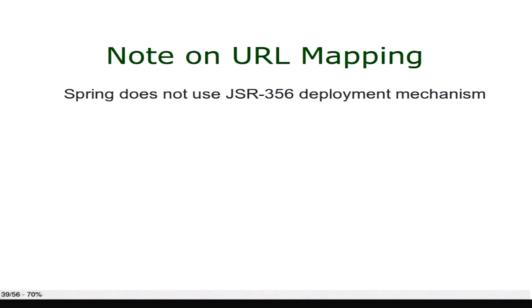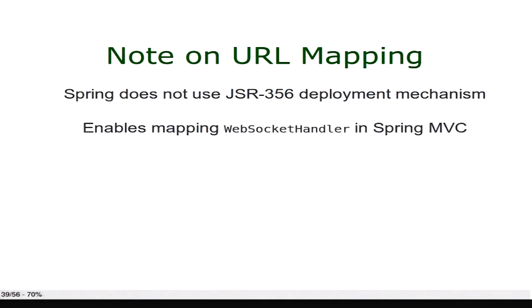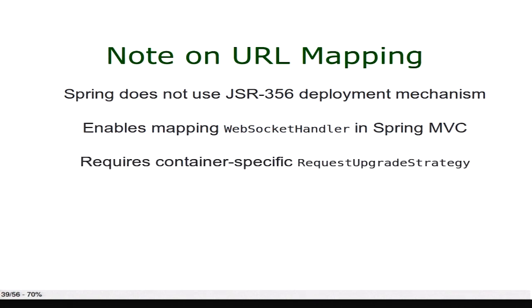Some important notes on URL mapping. We actually don't use the JSR-356 deployment mechanism to make all of this happen. The major reason for that is that we want to enable flexible handling of requests, so you can handle both HTTP and WebSocket traffic. For example, if you wanted to map your WebSocket handler using Spring MVC facilities or any other web framework, we want that to be a good foundation for doing something like that. We find that this is something missing from JSR-356.